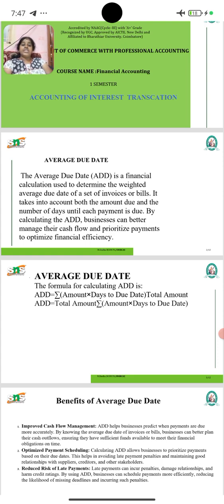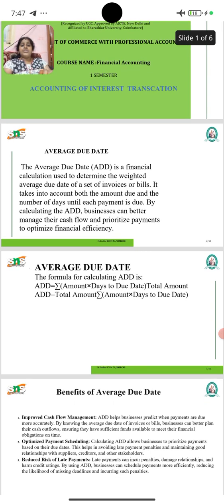The average due date is a financial calculation used to determine the weighted average due date of a set of invoices or bills. It takes into account both the amount due and the number of days until each payment is due. By calculating the ADD, a business can better manage its cash flow and prioritize payments to optimize financial efficiency. Key concepts of average due date.